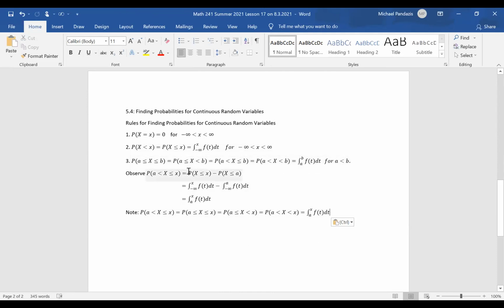So it doesn't matter if you include or don't include the endpoints, but technically these were defined, we found that these are equal to these correspondingly. And so the proof would use this one, right? You would know that this first one equals this. And because of rule 1, you know these other three are the same as this. And so all four of them are equal to that.